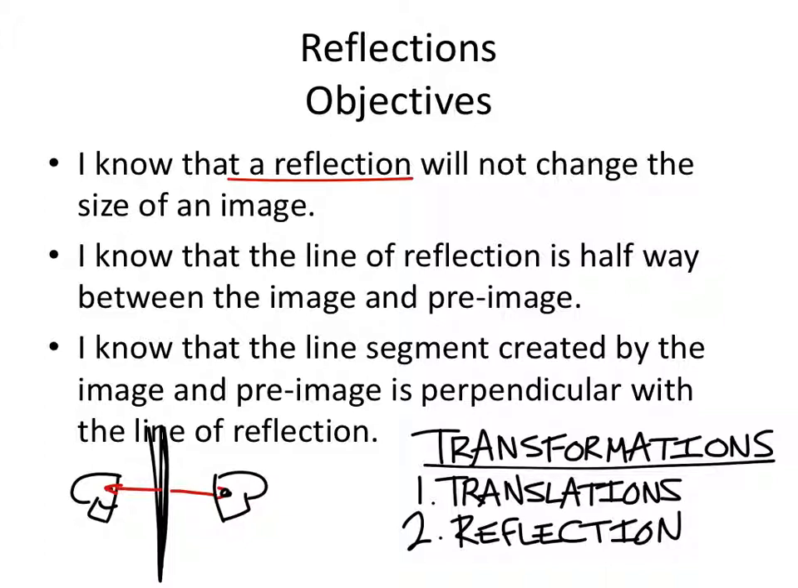This one shows that the line of reflection right here, which in this case would be the mirror, is halfway between the eyeballs or the faces. And additionally, that last objective is saying that it's going to create a 90-degree angle, which is what perpendicular means.